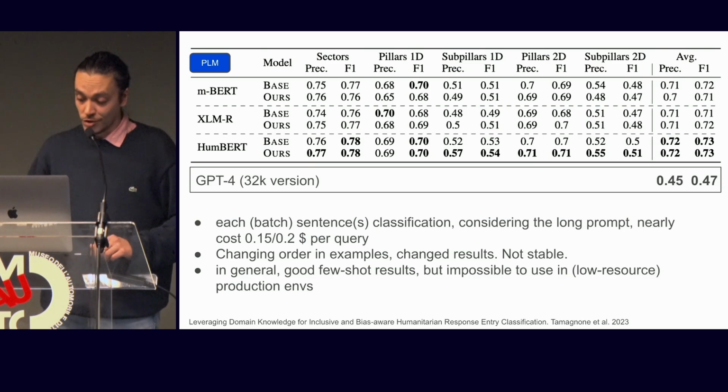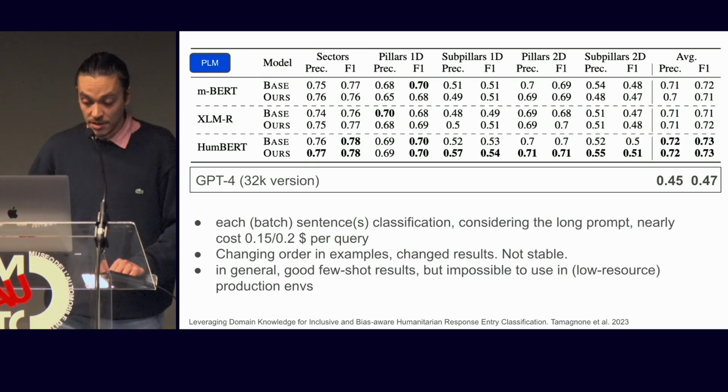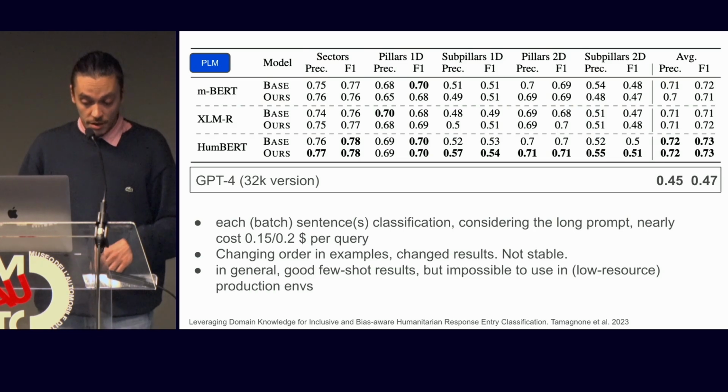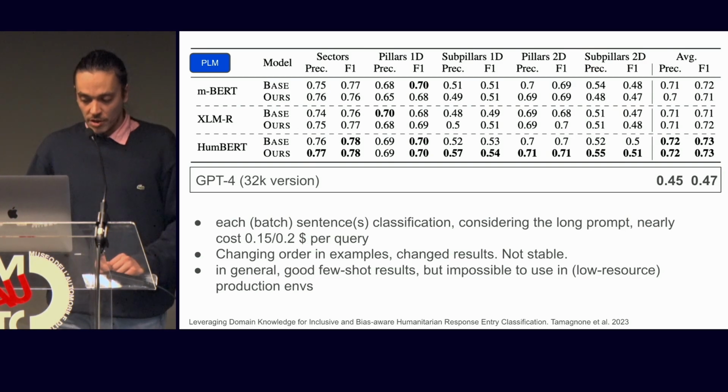Another point is just to underline the fact that for this experiment that I ran, each query that contains pretty much 10 different sentences cost $0.2 per query. And if you can imagine scaling that to, I don't know, 100,000 different sentences, it can cost a bit. Also, changing the order of some examples changed the result, so a bit of a lack of stability. In general, good few-shot result, but impossible to use in a production environment.